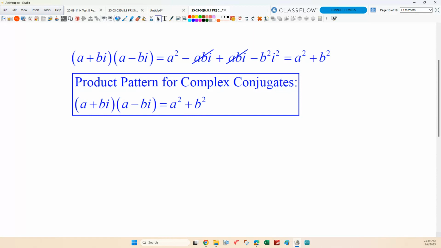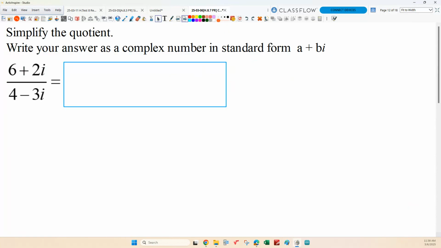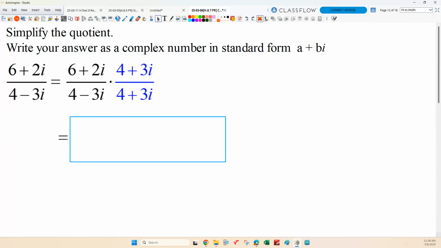So the product of complex conjugates ends up, instead of being a squared minus b squared, a squared plus b squared. But that's helpful to us, isn't it? Because look what that does for a situation like this. What could I multiply the top and the bottom by? 4 plus 3i. Yeah. If I multiply the top and the bottom by 4 plus 3i, what am I going to get on the bottom? What's a in the bottom case? 4. What's b? 3. So what am I going to get on the bottom?